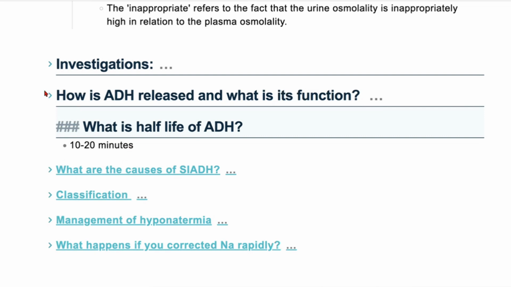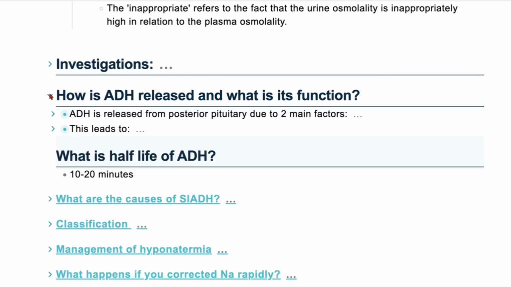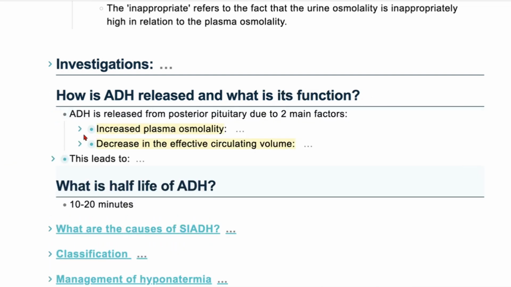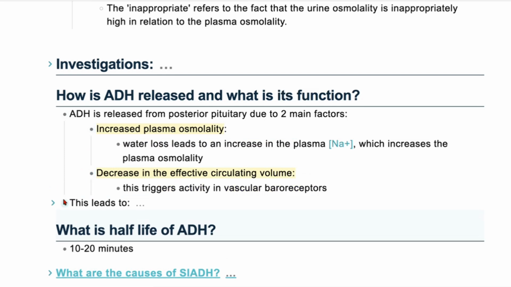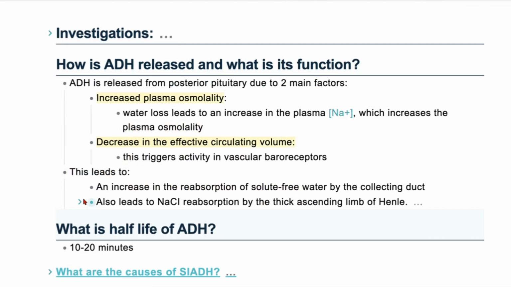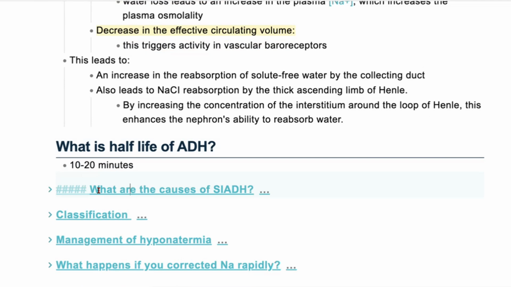What are the causes of SIADH? So the causes of SIADH would be a paraneoplastic syndrome. Small cell lung cancer typically causes SIADH, and other causes would be a malignant brain tumor.